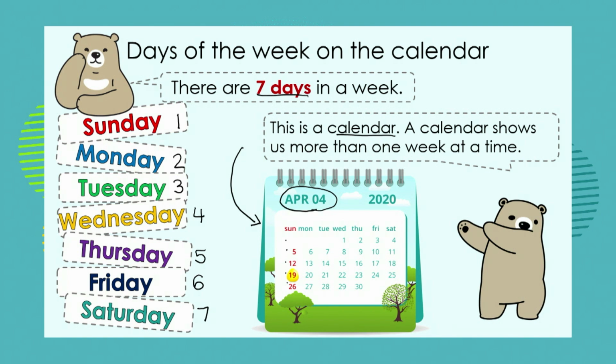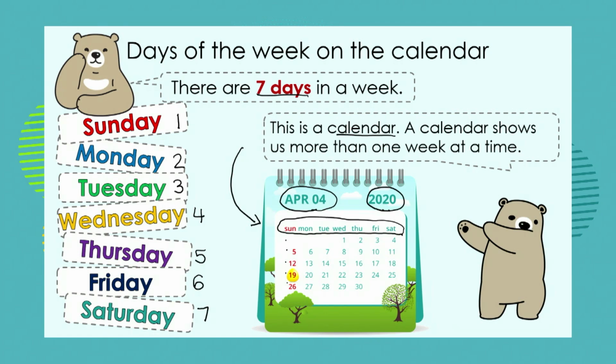And we know that April is the 4th month of the year. And what year is this calendar showing us? Yes, it is showing us the year 2020. Another important thing for us to see when looking at a calendar is the days of the week. Can you see them? Yes, very good. The days of the week are over here at the top of the calendar.